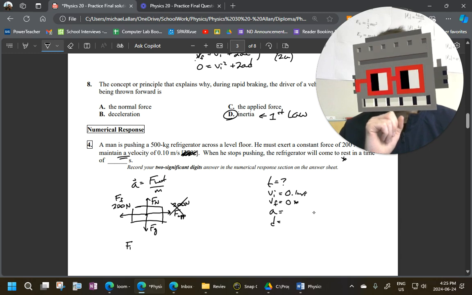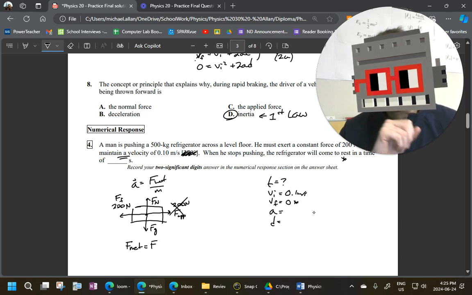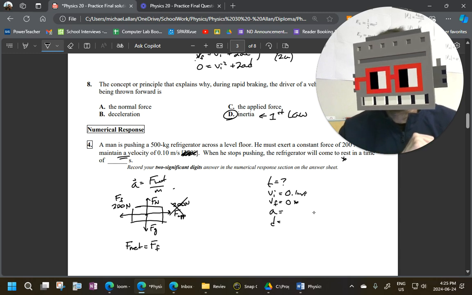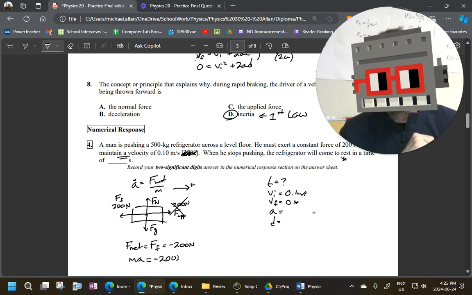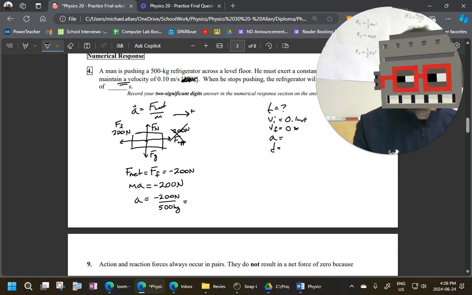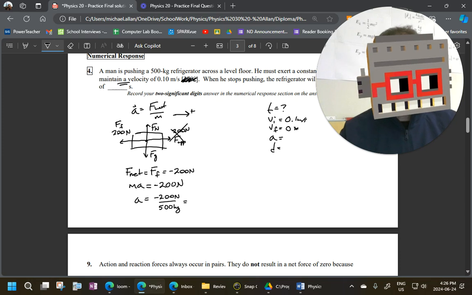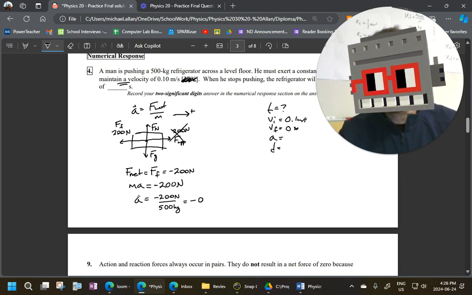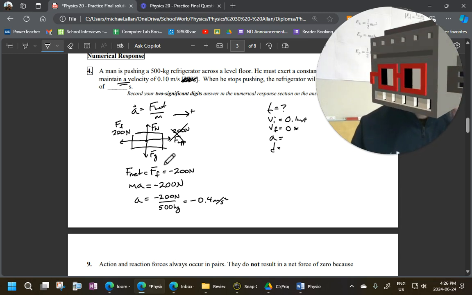So my F net is going to be this force of friction backwards, right? So let me just say that this way is positive, so that my F net is actually negative 200 newtons, right? And remember, F net is equal to mass times acceleration. So to find my acceleration, I'm just going to divide both sides by mass, and the mass is 500 kilograms. So that's a big refrigerator, right? Half a ton. Are they really that big? I can't remember. So negative 0.4. The negative is just saying that it's slowing down. It's a backwards acceleration. If I say forwards, it's positive.